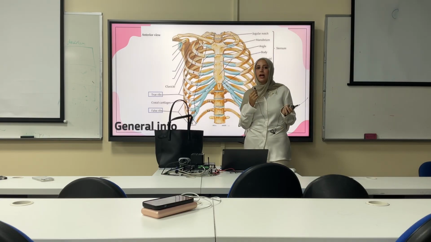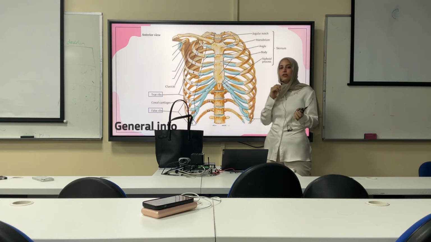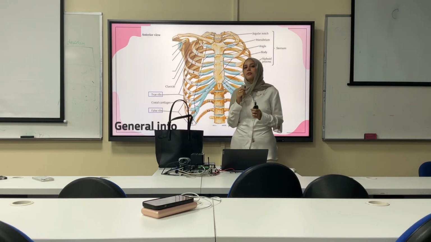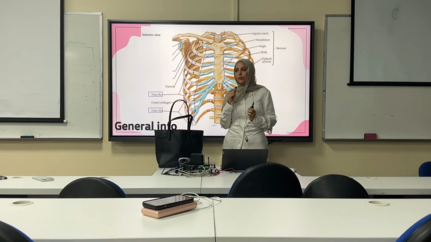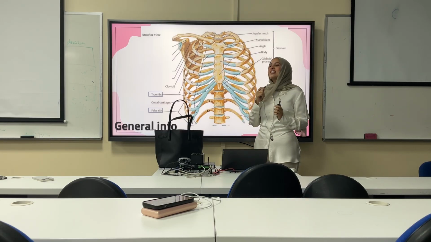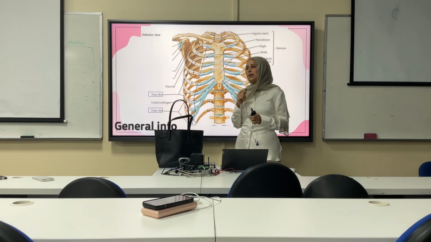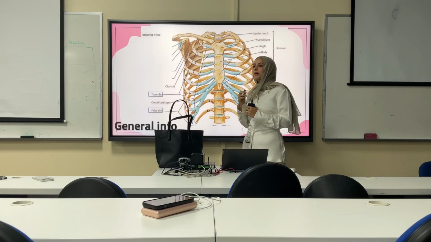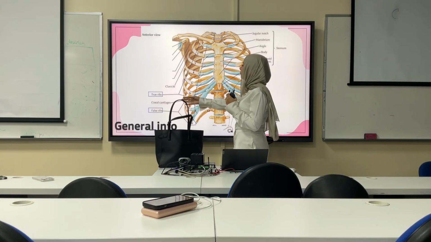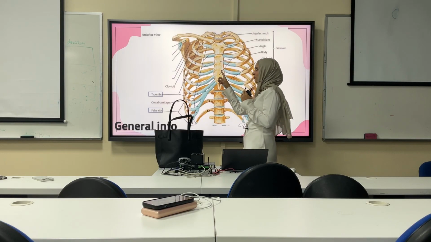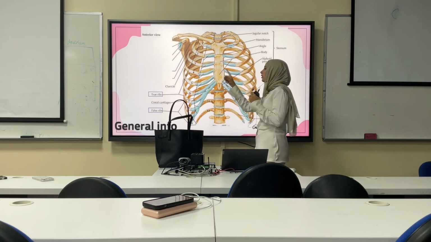So how many ribs do we have? 12. Okay, and are they all the same or is there a difference between them? There is a difference. How many types of ribs do we have? 3. What are they? Later on we have typical and atypical, but for now we're going to divide them into true, false, and floating, right? Based on what do we do that? True means they directly connect to the, what is this called? Sternum, right. So they directly connect to the sternum.